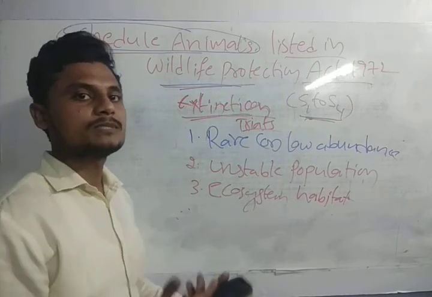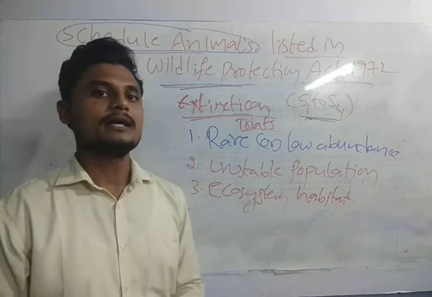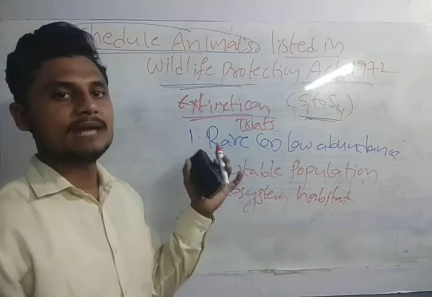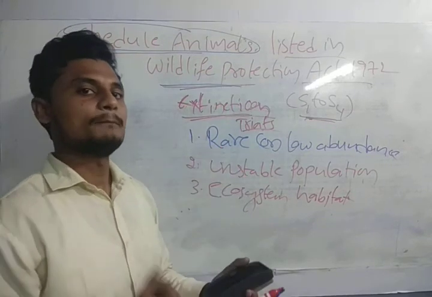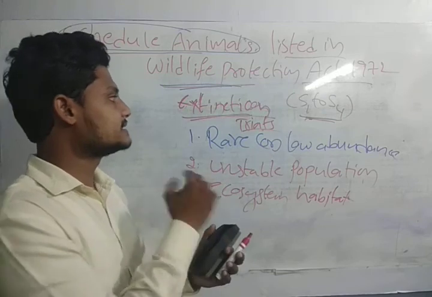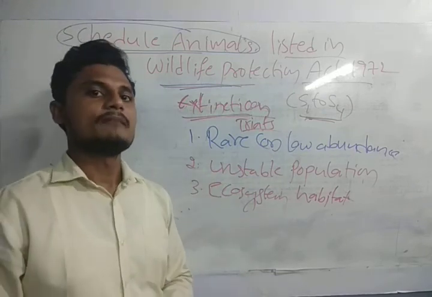So we need to know what species are present in schedule 1, schedule 2, schedule 3 and schedule 4 of the Wildlife Protection Act, and schedule 5 and schedule 6. This deals with the plants and the animals, and schedule 6 deals with the plants. And we should know what the extinction causes of species are. Okay, thank you, guys.